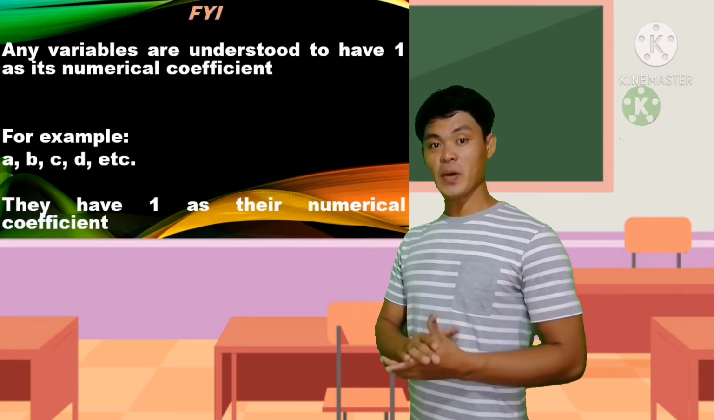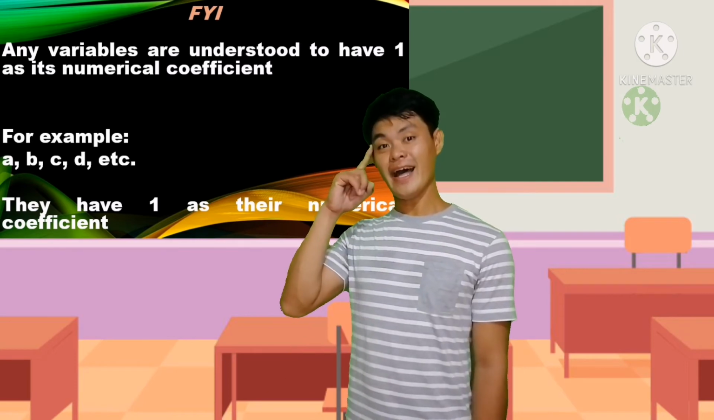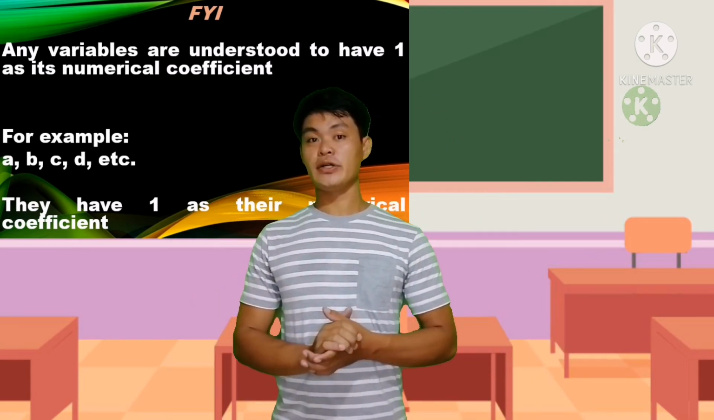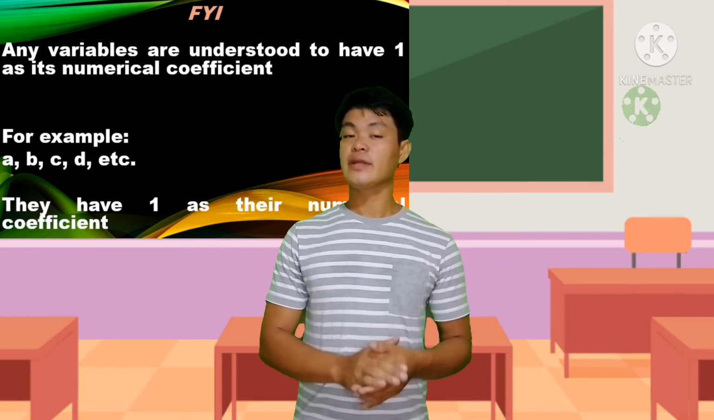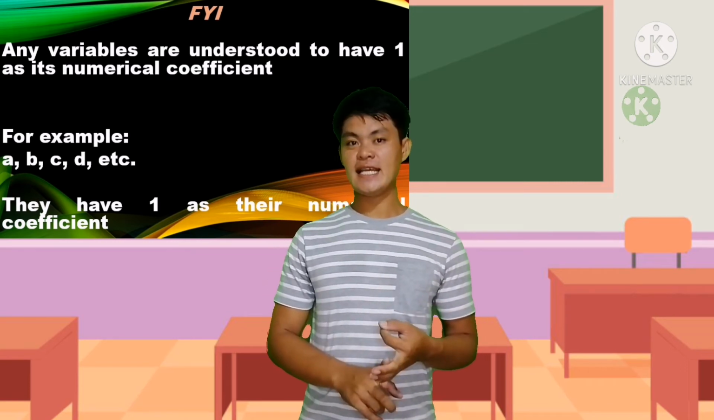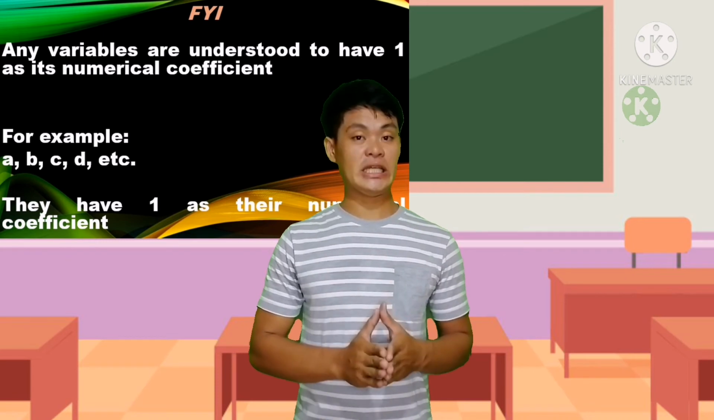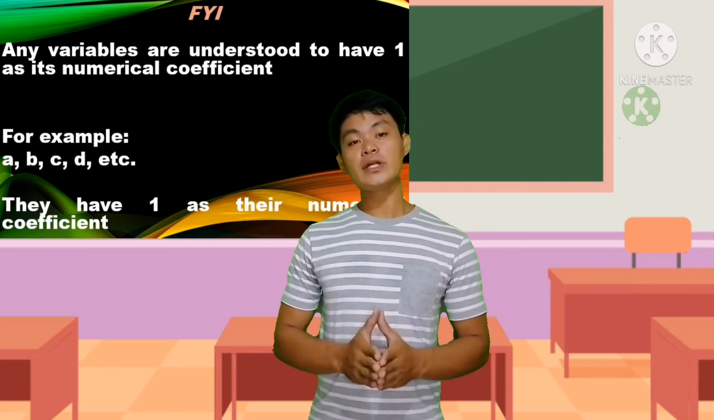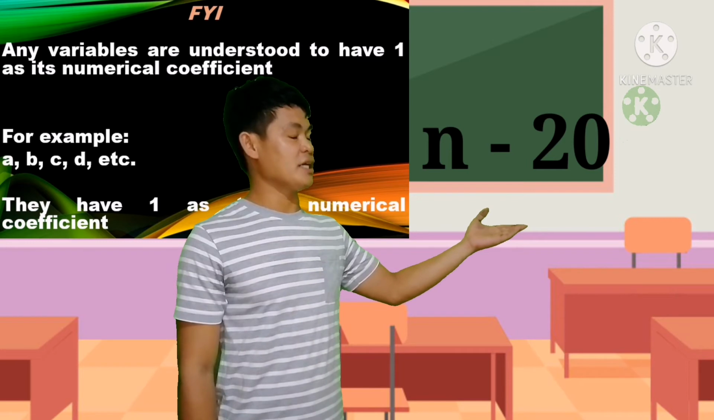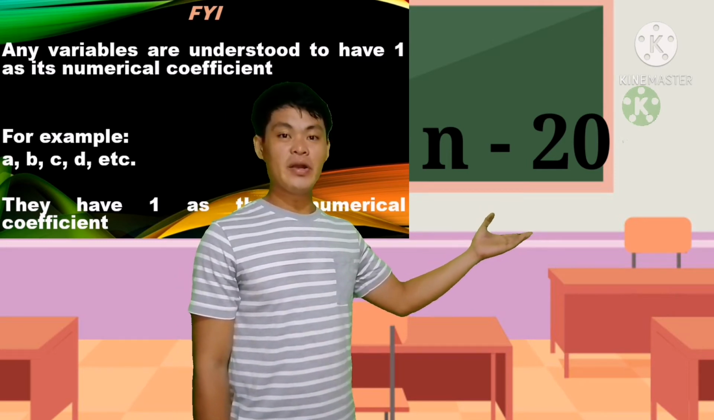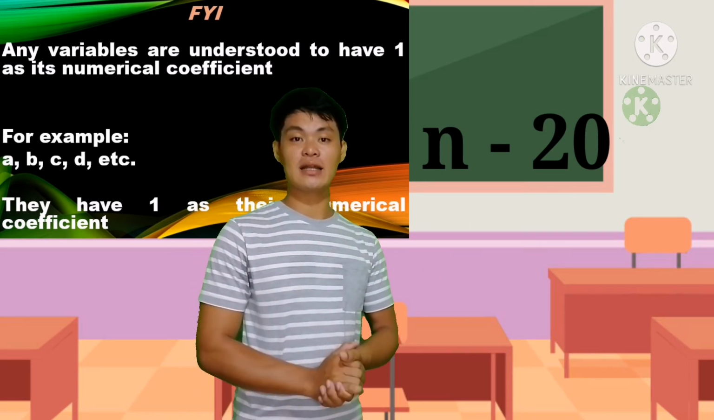Perhaps you will ask me this way, Teacher, where did you get 1 as the numerical coefficient? FYI, any variables are understood to have 1 as their numerical coefficient. For example, a, b, c, d, etc. They have 1 as their numerical coefficient. Now, let's take a look at the first group, which is n minus 20. In this expression, you can't see any numerical coefficient. Therefore, it is understood to have 1 as the numerical coefficient of n.